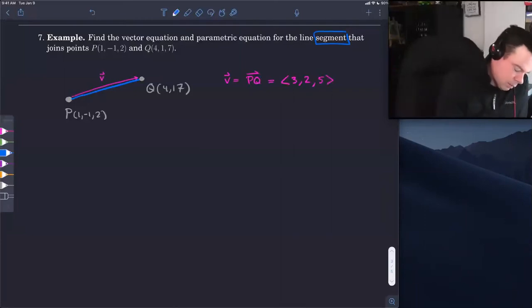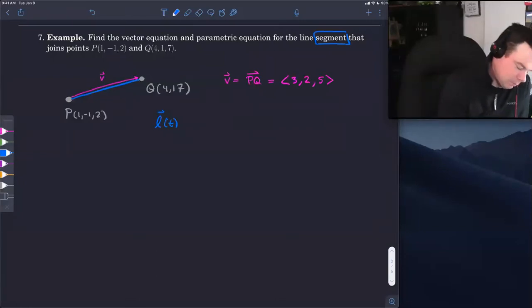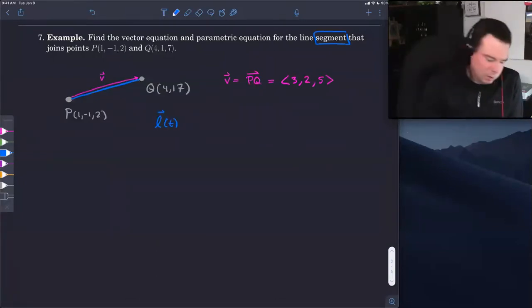And now the line that we're constructing, I'll call it L with a vector symbol on top. Instead of R, we can use other variable names. So I'll call it L just to signify that this curve is actually a line segment. And so how do we construct this?